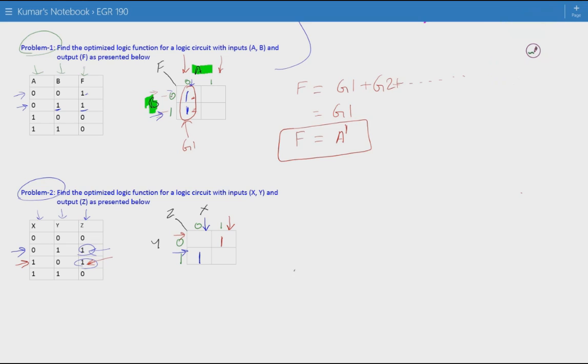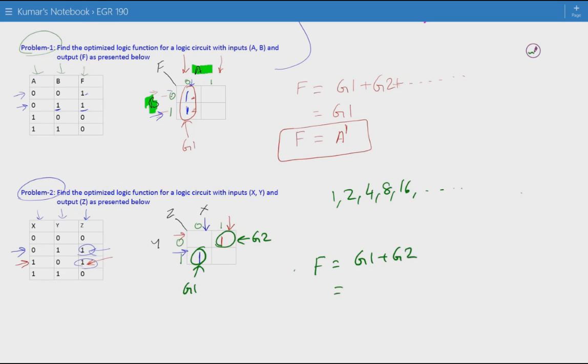So can we form any groups here? There are two ones, but we cannot do diagonally. We can do vertically or horizontally. And the group sizes allowed are 1, 2, 4, 8, 16, and so on. Here we have only one group here, we have one group here. So we'll call this group 1, we'll call this group 2. So our function F is group 1 plus group 2.